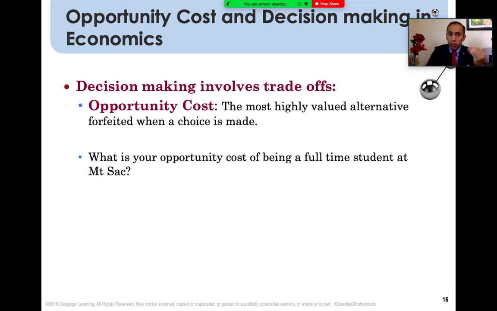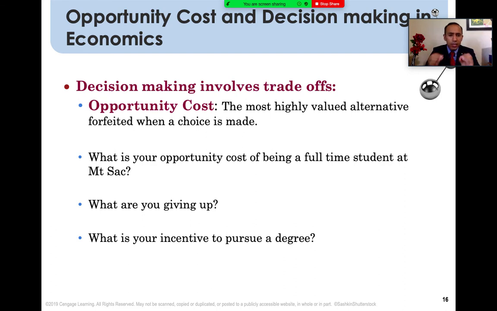Sometimes opportunity costs are quite substantial. What is it that you are giving up? But sometimes we give up things in order to pursue things that may help us be better off in the future. In this case, pursuing a degree.